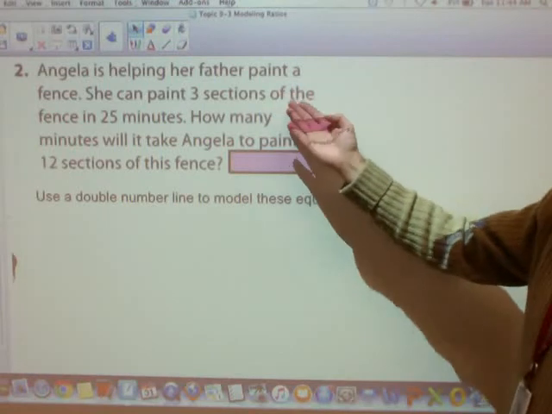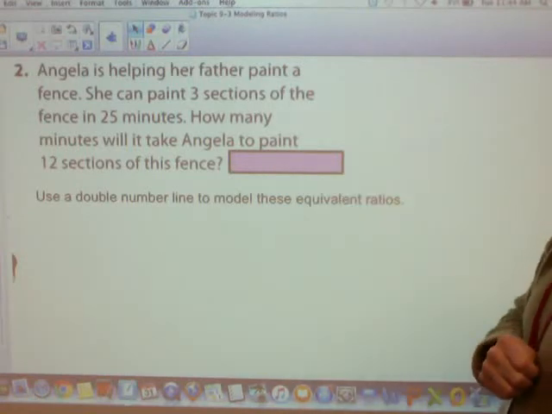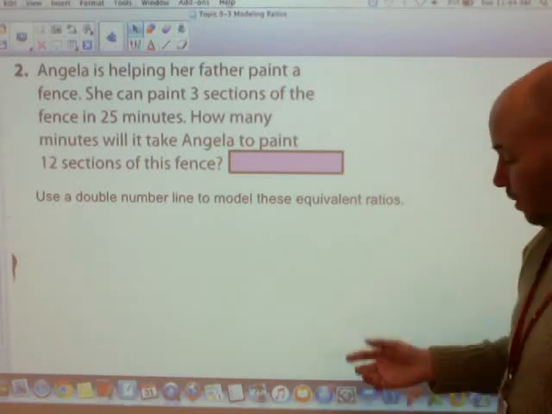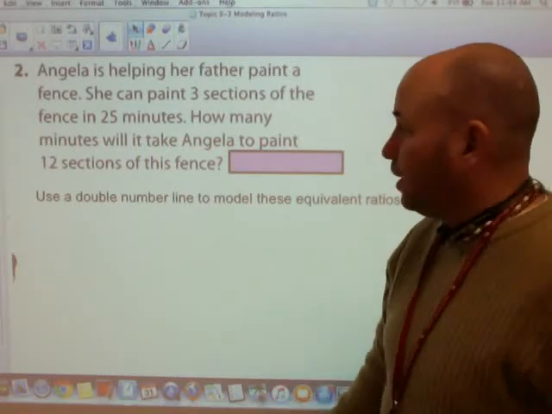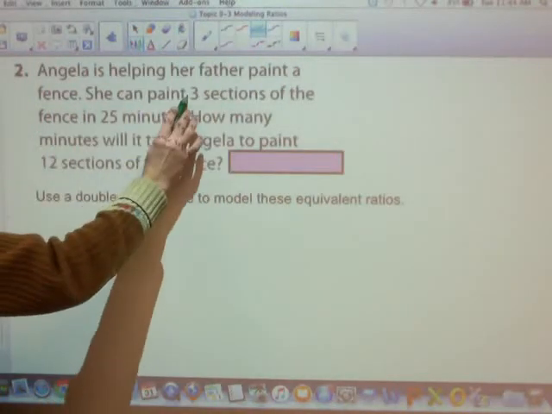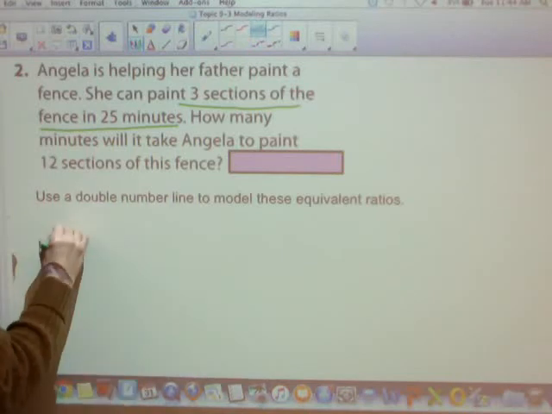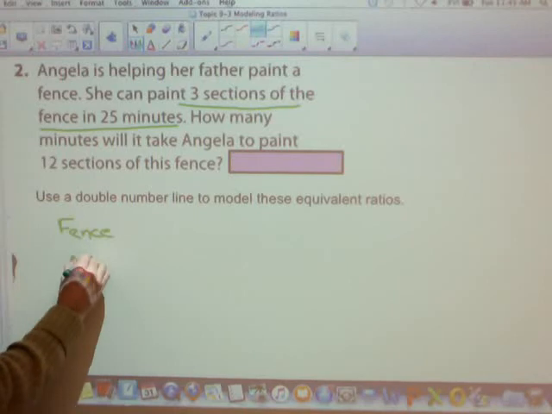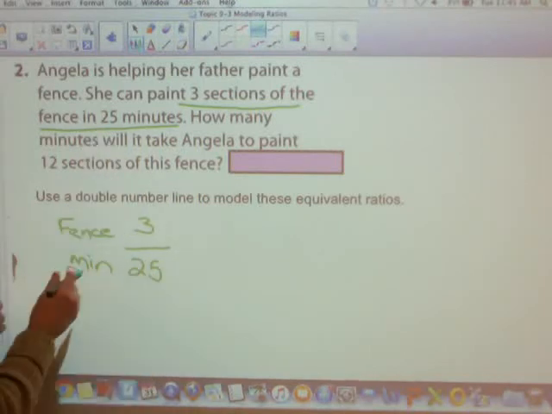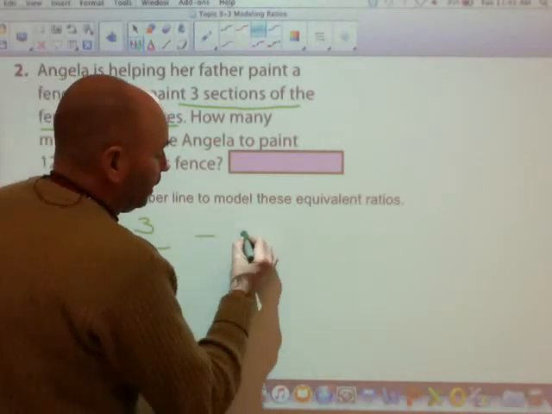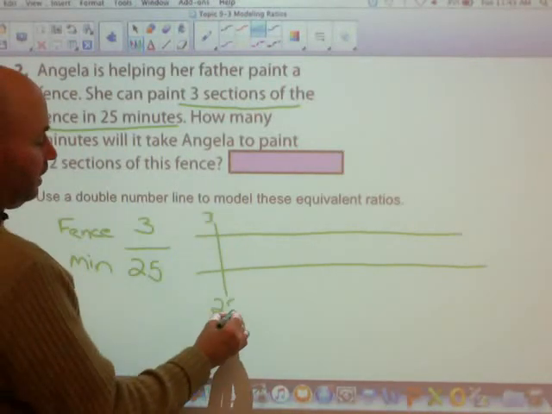Angela is helping her father paint a fence. She can paint 3 sections of the fence in 25 minutes. How many minutes will it take Angela to paint 12 sections of this fence? Well, they want us to use a double number line to model the equivalent ratios. So let's take a look at our first, initial ratio. It tells us that she can paint 3 sections of fence in 25 minutes. So it is a fence to minutes comparison, and that's our initial ratio. So when we set up our double number line, our initial ratio will be 3 to 25.